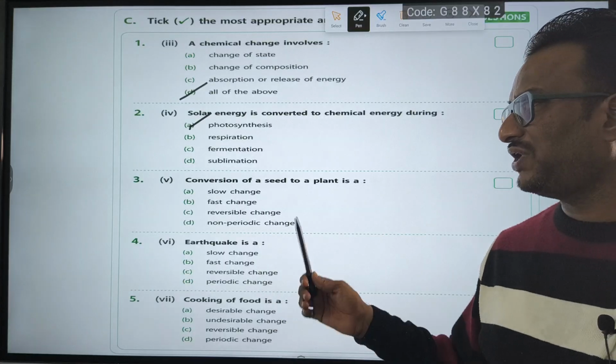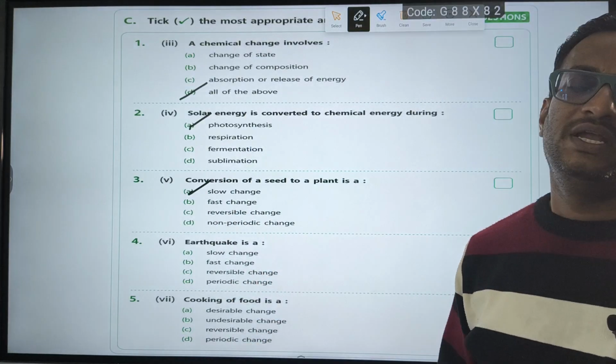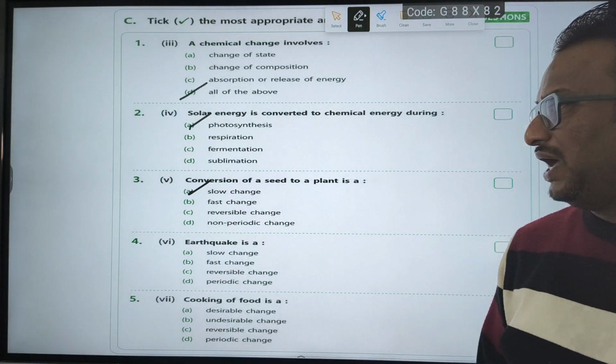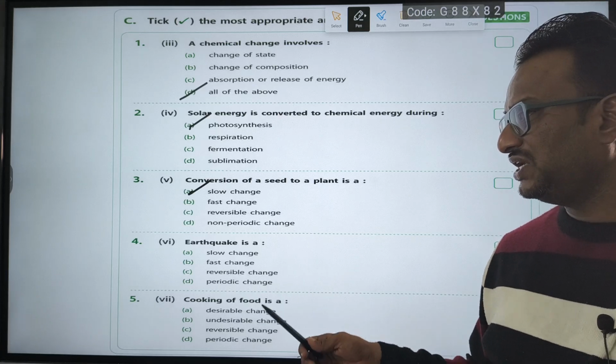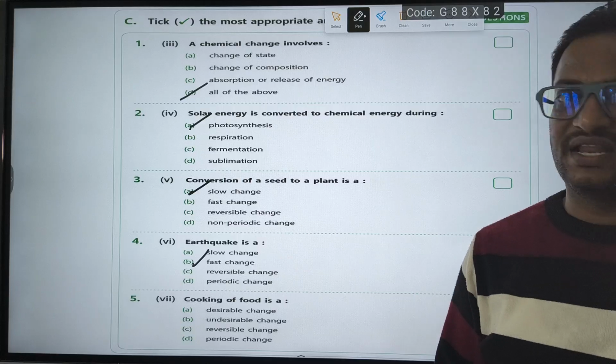Is it a slow change, fast change, reversible change, non-periodic change? It is actually a slow change. It takes a few days to convert. That depends upon the seed. Earthquake is a slow change, fast change, reversible, periodic change? It is a fast change. It will happen all of a sudden.